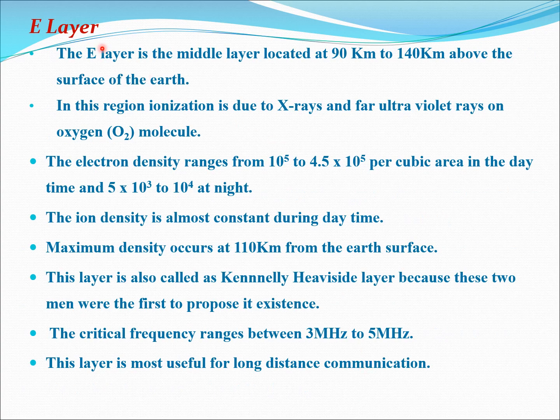Now coming on to E layer, it is located at 90 to 140 kilometers, and in this region ionization is due to X-rays and ultraviolet rays. The electron density ranges from 10 power 5 to 4.5 into 10 power 5 per cubic meter in the day and 5 into 10 cube to 10 power 4 at night. The ion density is constant during daytime. Maximum density occurs at 110 km from Earth's surface.